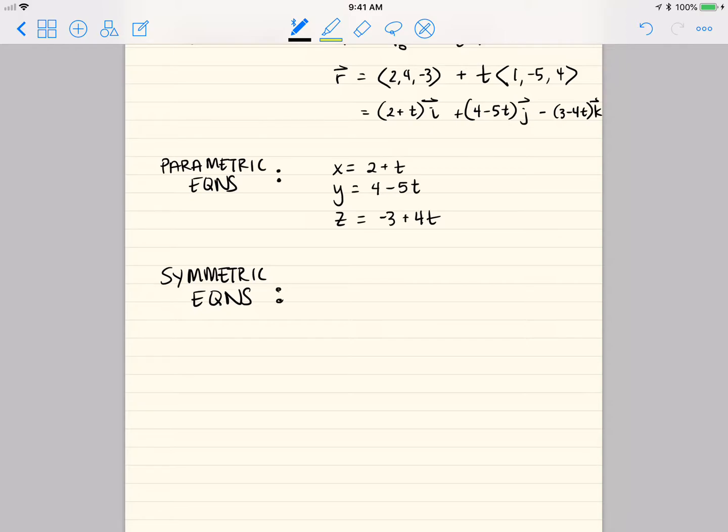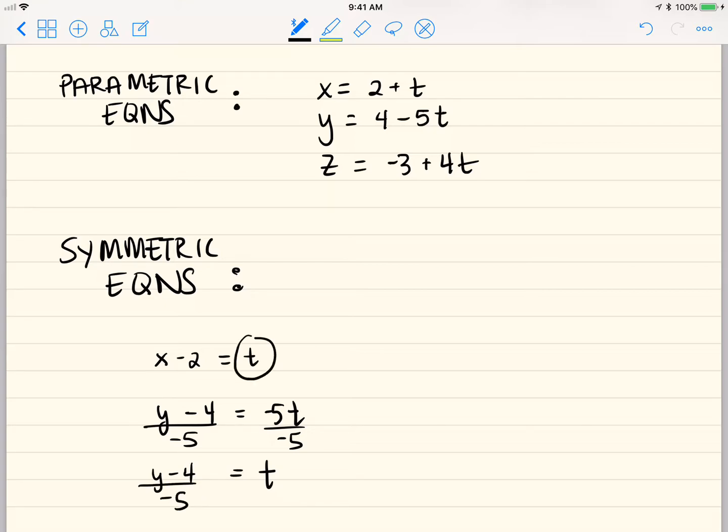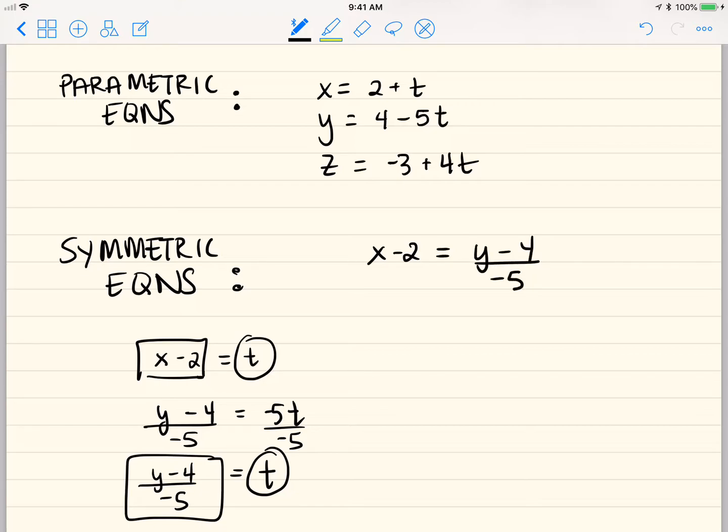And the symmetric equations, let's see here, how are we supposed to do that? Remember, we're supposed to solve for t. So if I solve for t, I want to say x minus 2 equals t. And then y minus 4 equals negative 5t, so I'm going to divide by negative 5, and I get t equals y minus 4 over negative 5. But t is also equal to x minus 2. So my first is going to be x minus 2 equals y minus 4 over negative 5.